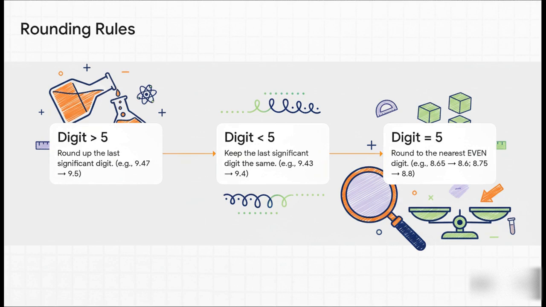Now, why on earth do we do this? It's actually a clever statistical trick. Over a whole bunch of calculations, it prevents you from always rounding up and introducing a slight upward bias into your data. It's the most accurate way to do it.